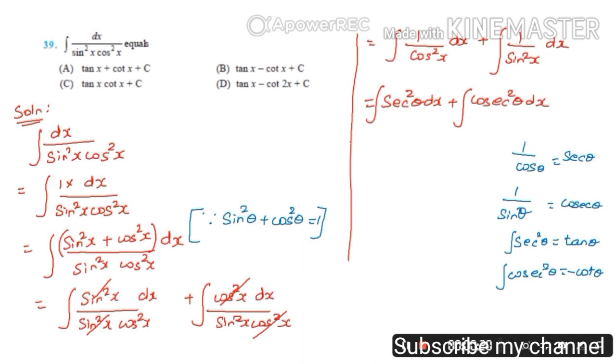So the integral of secant square theta is tan theta, that is tan x, in the place of theta I am having x. Plus the integral of cosecant square theta is minus cot theta, so it is minus cot x plus c. So option B is the correct answer.